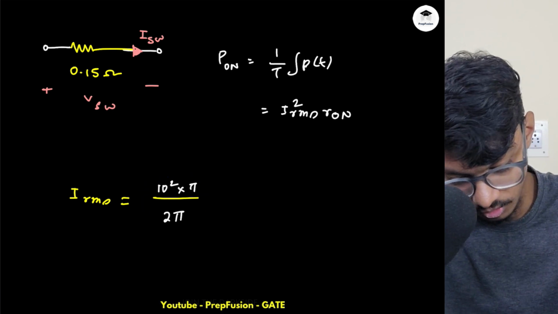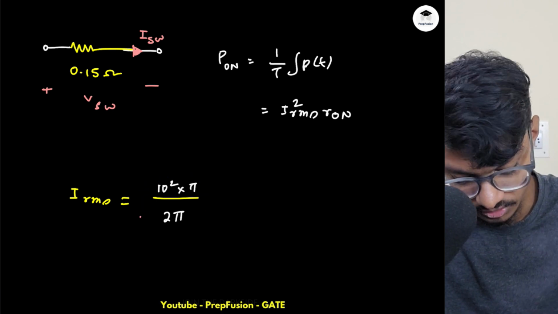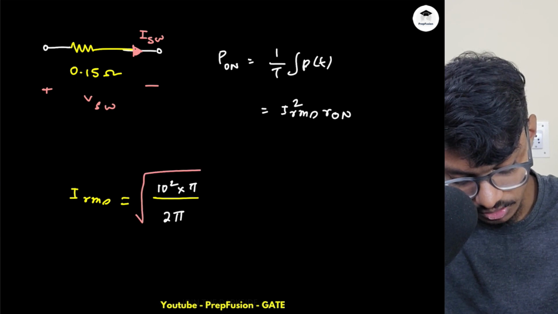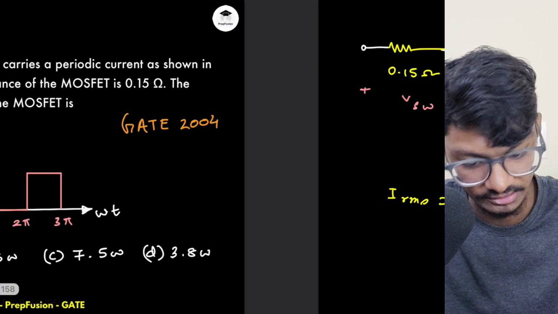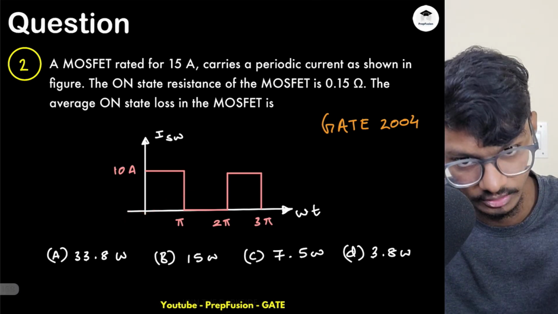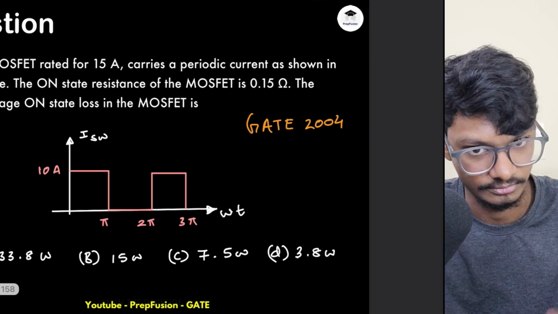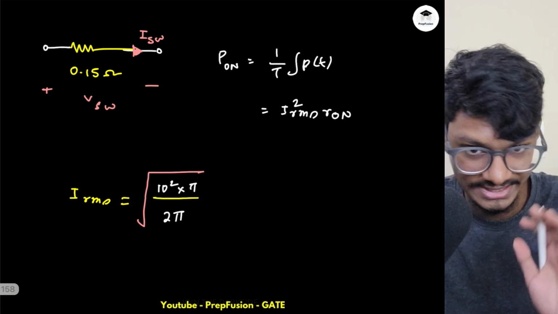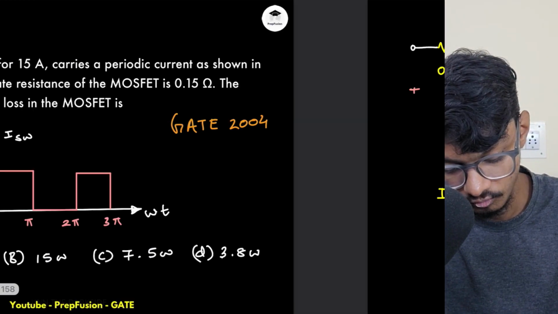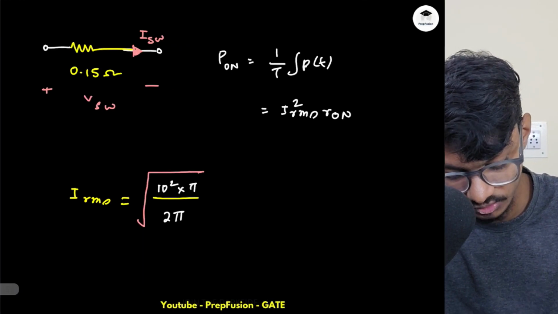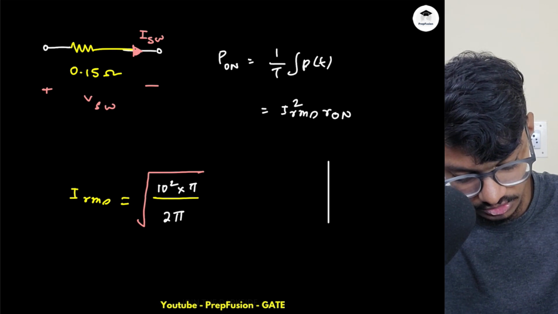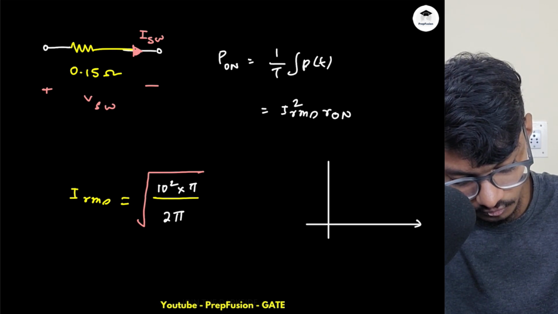I will not go over this in more detail, because it will just waste our time. You can watch the network theory lectures where I have explained how to find the RMS of a square wave, a triangular wave, and a sinusoid. All this I have explained. Basically, in RMS, we first take the square of the waveform.